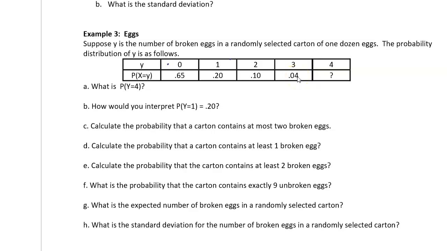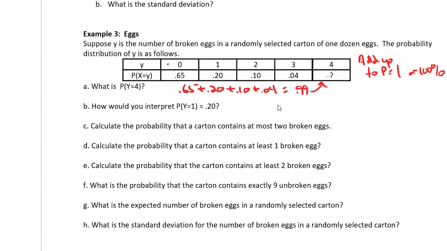Now the thing about any distribution is when you add them all up, they need to add up to p equals 1 or 100%. So I need to get 100% when I add these all up. So let's add these all up and see what this missing one is, this 4, because we don't know what it is. So it would be 0.65 plus 0.20 plus 0.10, 0.04, and that is equal to 0.65, 0.85, 0.95, 0.99.